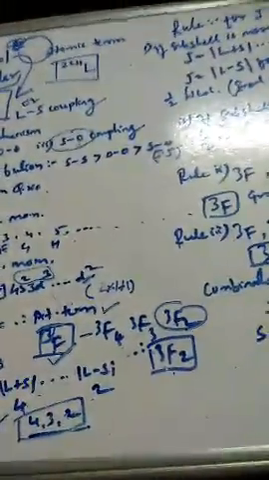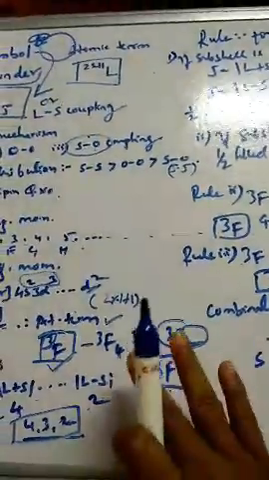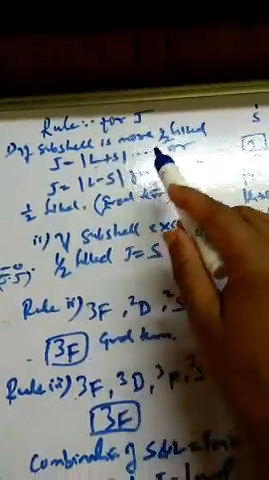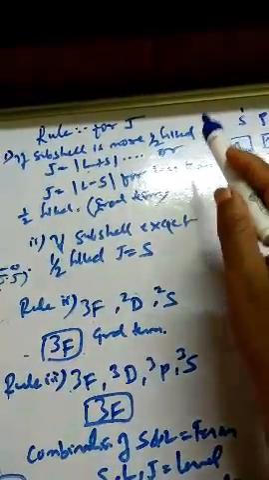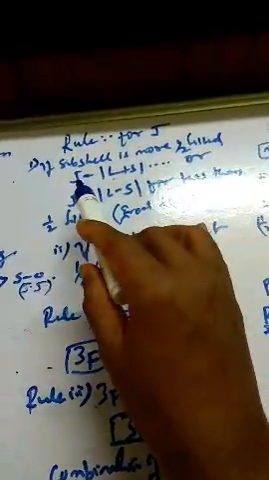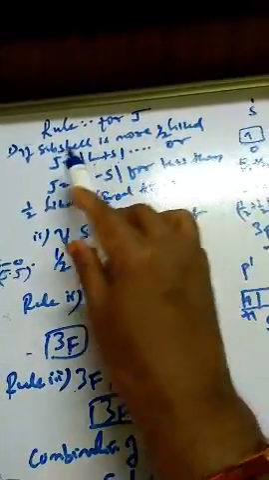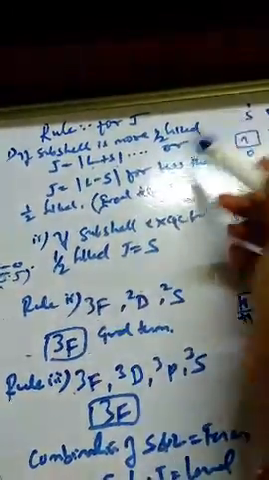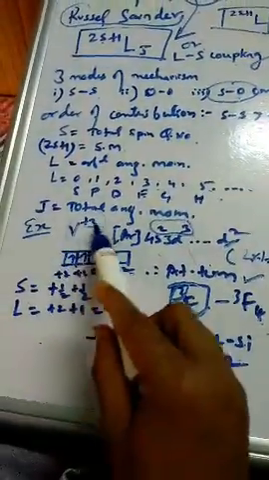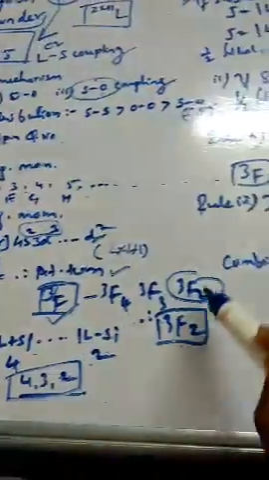So on what rule have we fixed the lowest as the ground term? What is that rule? The first rule says that if the subshell is more than half filled, then the ground term will have J equal to L plus S, so the highest will be the ground term. If it is less than half filled, the lowest will be the ground term. Here, for vanadium 3+, it is less than half filled, so the lowest will be the ground term.